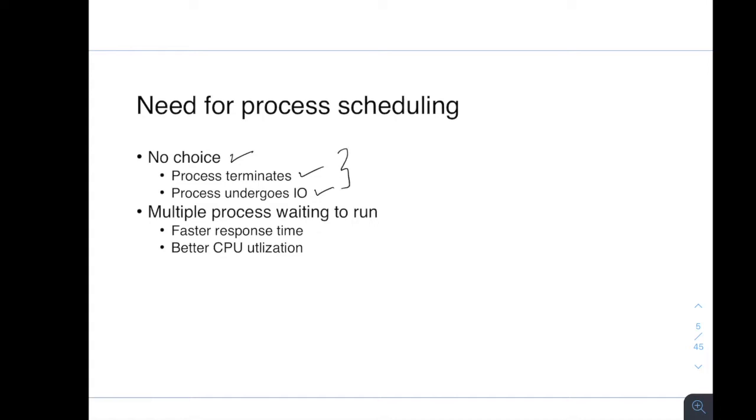But in some cases, choices are there, but still you need process scheduling because you need to increase the response time of the process and also increase the CPU utilization. For these two, you may also forcibly remove some process from the CPU and schedule some other process in this case. So that's the need for process scheduling.